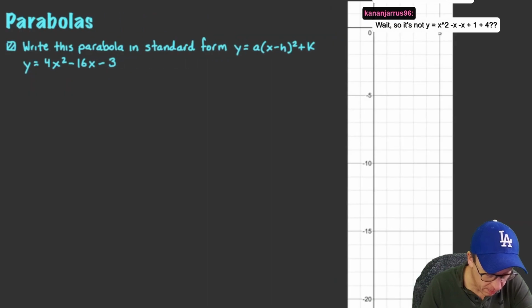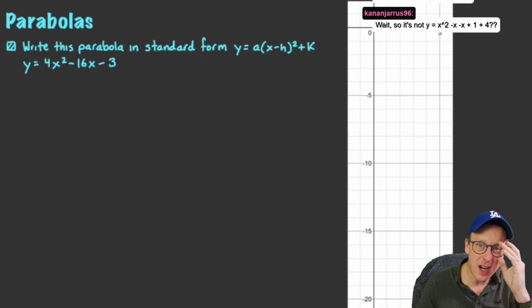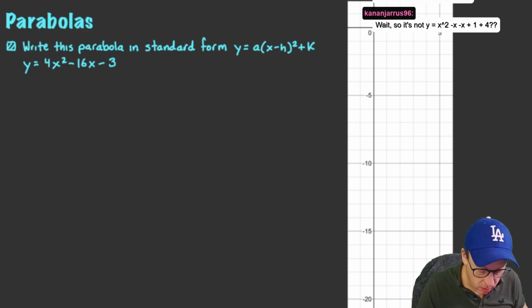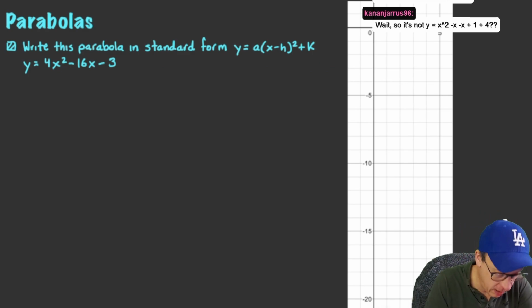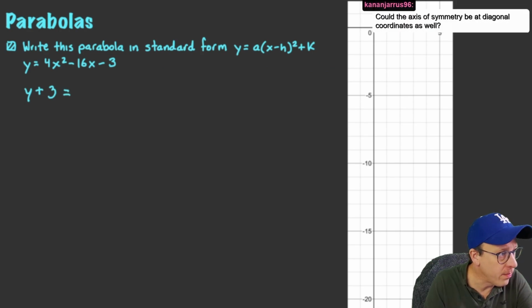Let me give you another example here because it might make a little more sense. What we want to do here is write this parabola in standard form. So there is our standard form. How are we going to do it? Well, I'm going to say y is going to be plus 3. We'll get that on that side of the value.